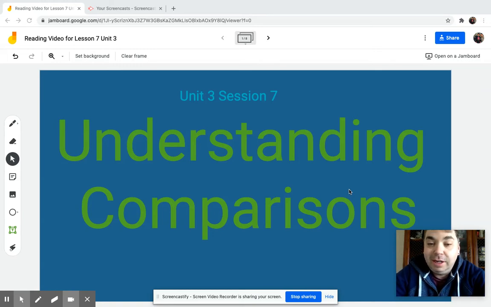I'm here to share with you a new lesson in reading, and it's all about understanding comparisons. It's Unit 3, Session 7. Today, we're going to talk about what it's like when you're reading to find when the author is comparing one thing to the other. And we'll talk about how we can find those and what we can do in our own reading when we notice those. So let's get going.